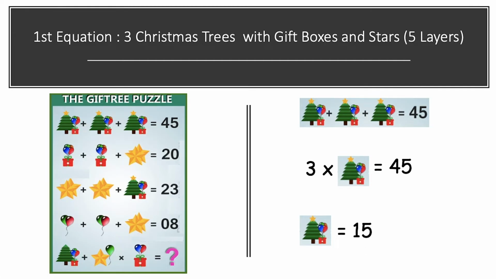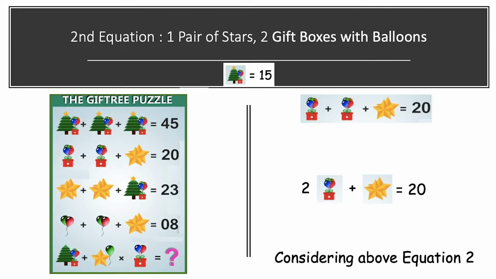By the end, we have value of one Christmas tree with gift box and stars, and the Christmas tree has 5 layers. Now moving onwards and solving our second equation. In the second equation, we have got one pair of stars and 2 gift boxes with balloons. And friends, we don't have any of the value for this, so we cannot solve this equation. So I am putting this equation as it is and considering this equation as 2. Now once we'll get the values of these items, we'll put this and solve the equation.